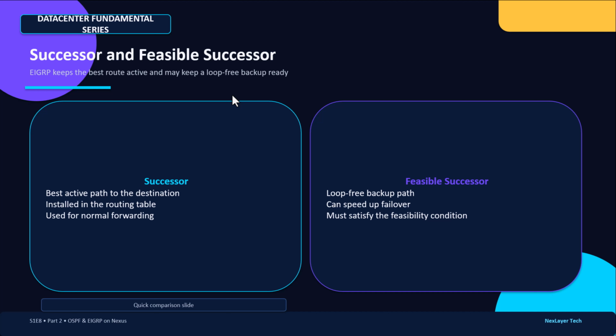However, not every alternative route becomes a feasible successor. The route must meet something called the feasibility condition. The feasibility condition helps EIGRP verify that the alternative paths will not create a routing loop. So, in simple terms, the successor is the best active route. The feasible successor is a trusted loop-free backup route. This mechanism is one of EIGRP's most important advantages.